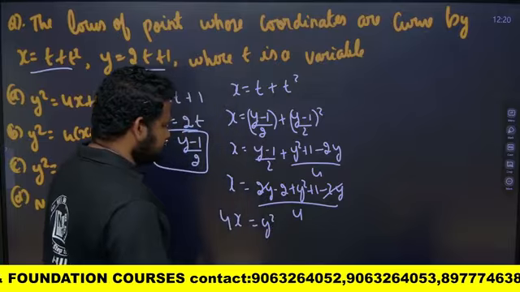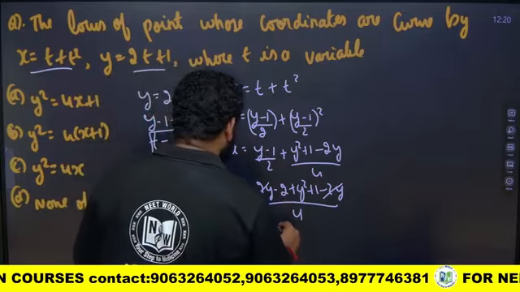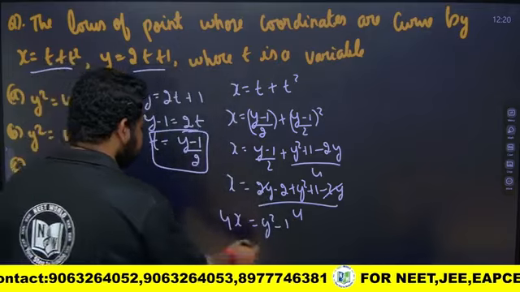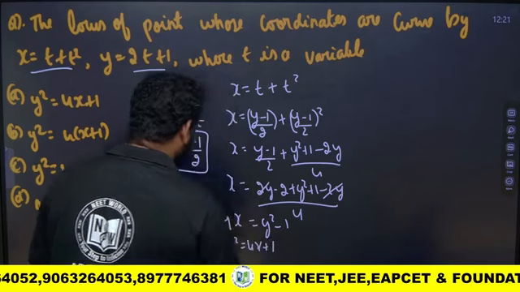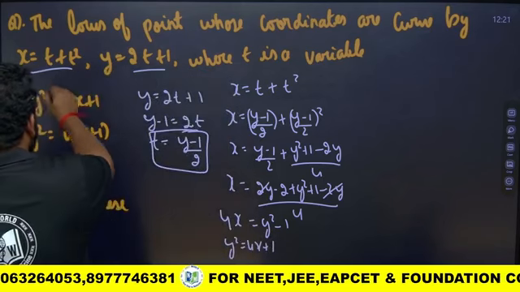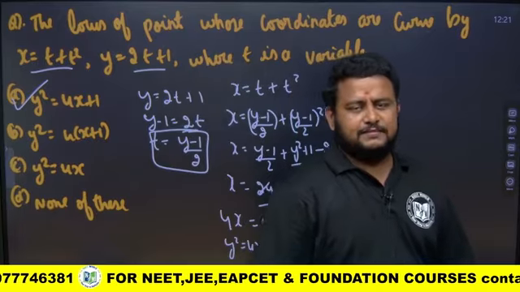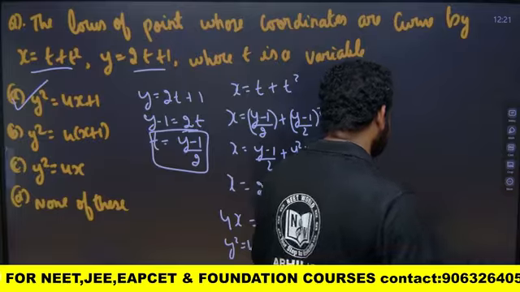4x is equal to y square minus 1. Or if I bring it to this side, y square will be equal to 4x plus 1. That is option A. This is how you can solve this. Very simple. You have to eliminate the variable t and get it in the form of x and y. That is the way to solve locus questions.